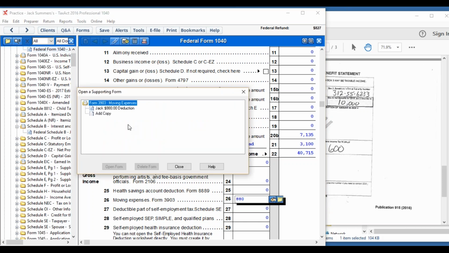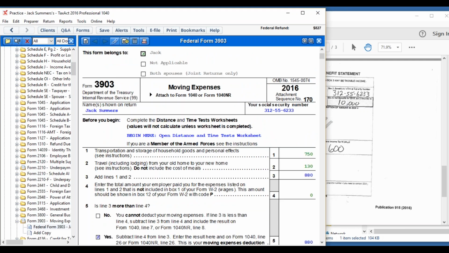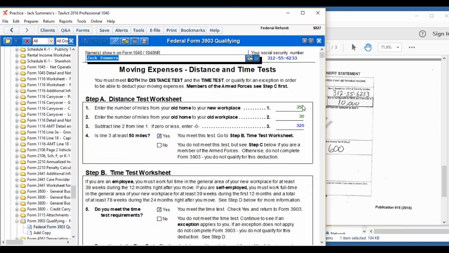Now with the moving expenses, there are a few things you have to do. Otherwise, the moving expenses is another item that will not show up. The first thing you have to do is click on this begin here. If you do not do this, then your moving expenses will not show up even though you put them down here.